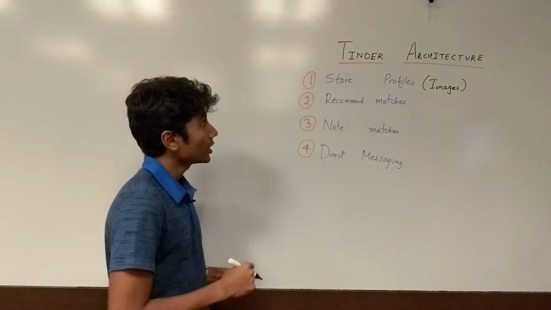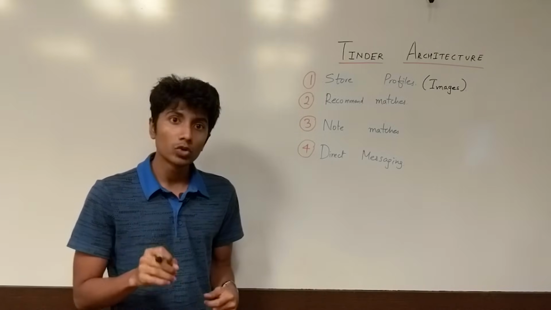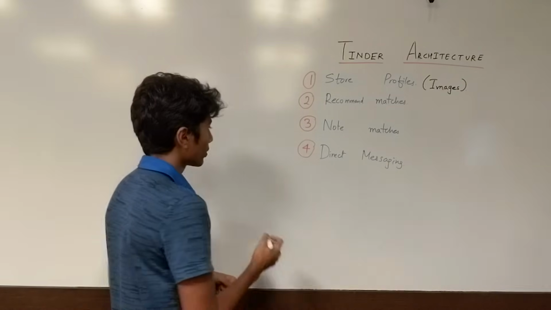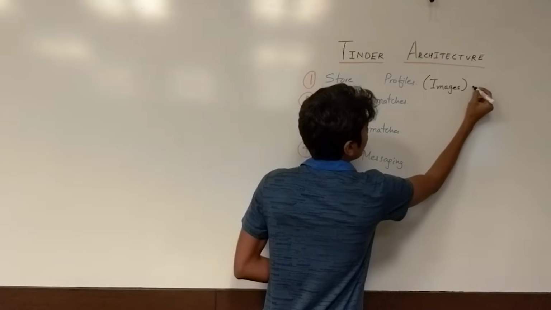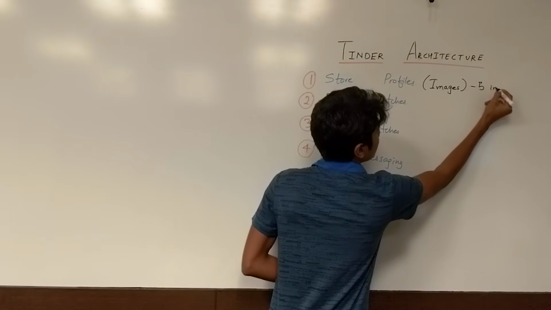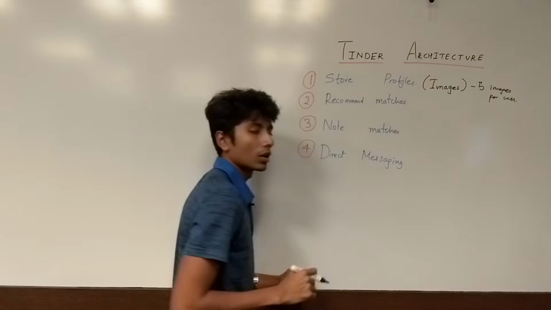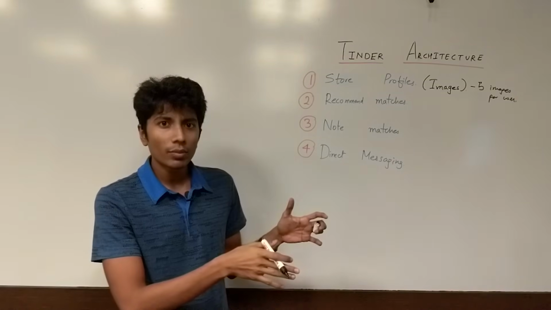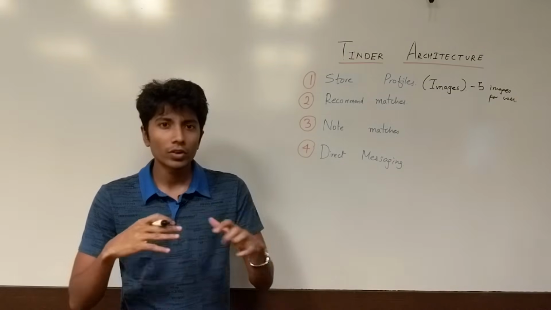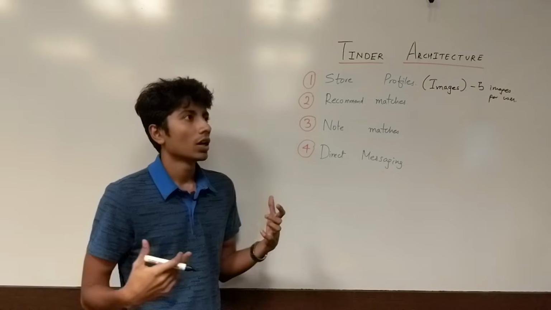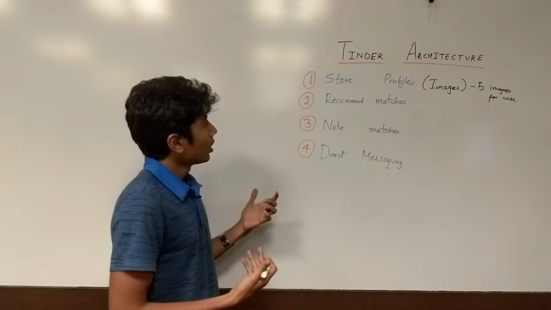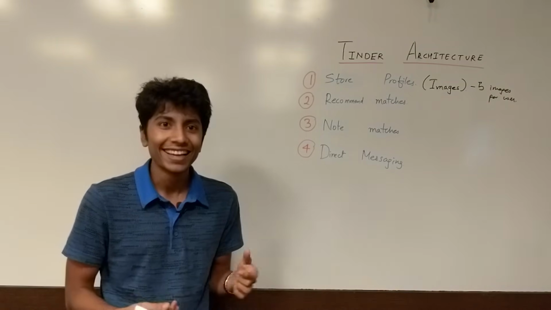A follow-up question can be, how many images per user do you want? That could be 5. So I'll just note that down: 5 images per user. Is there something else we want to think about for images? No. We can move to the next feature that might come up, which is how we are going to recommend matches.